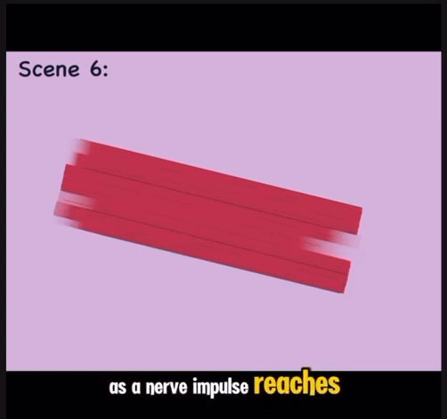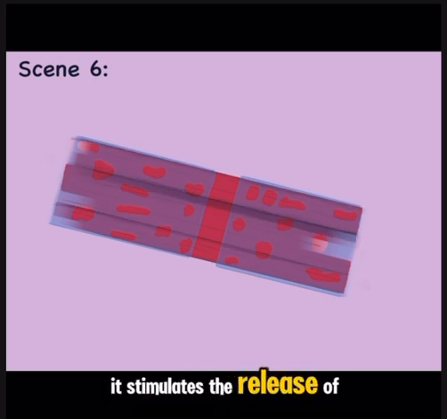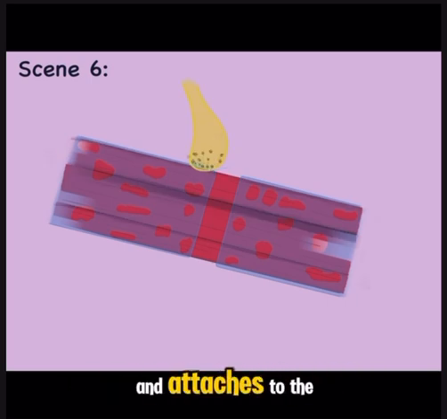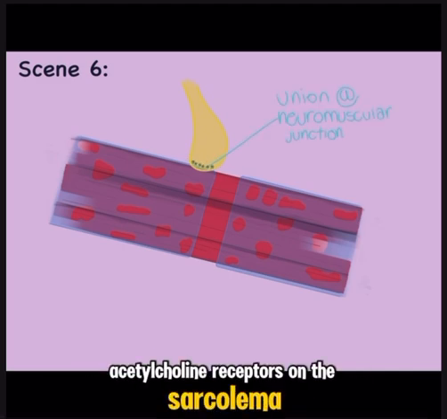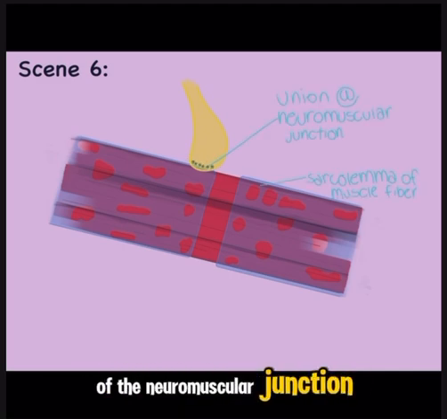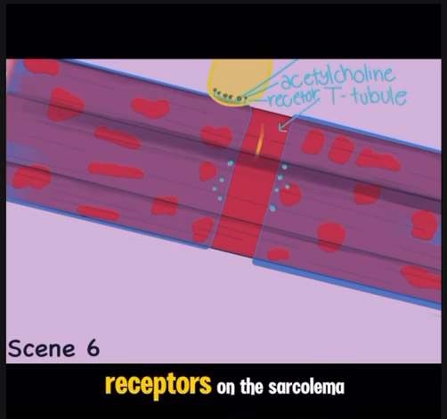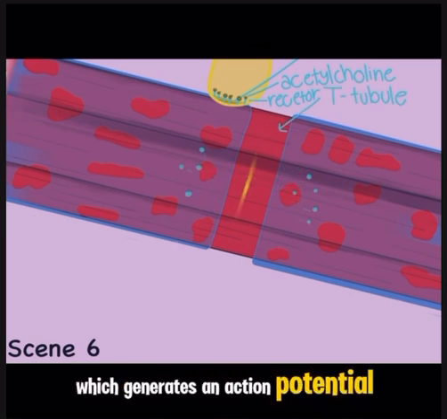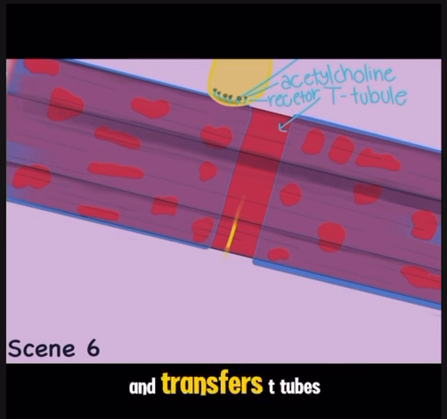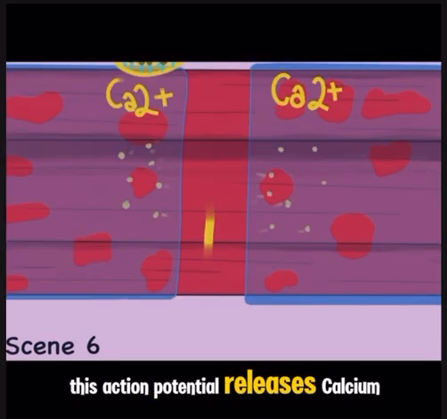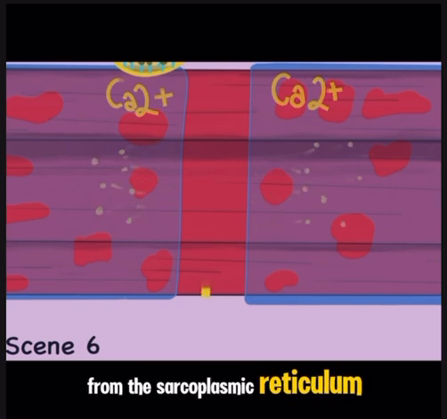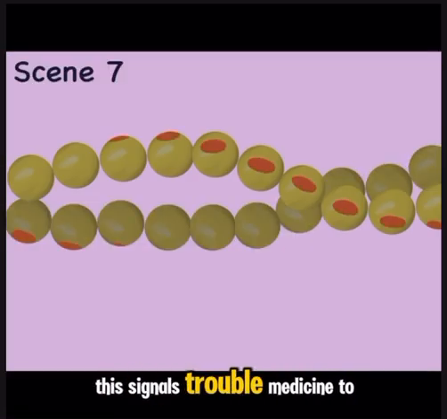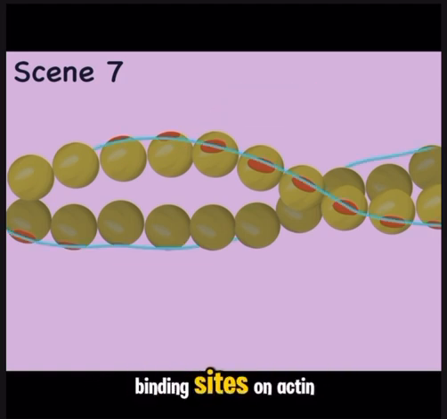As a nerve impulse reaches the end of an axon terminal, it stimulates the release of acetylcholine from synaptic vesicles. Acetylcholine then diffuses and attaches to the acetylcholine receptors on the sarcolemma of the neuromuscular junction. After acetylcholine attaches to the receptors on the sarcolemma, the muscle fibers become more positively charged, which generates an action potential that travels down the sarcolemma and transfers to T-tubules. This action potential releases calcium from the sarcoplasmic reticulum. Calcium binds to troponin on the actin filaments of muscle fibers. This signals tropomyosin to move out of myosin binding sites on actin.